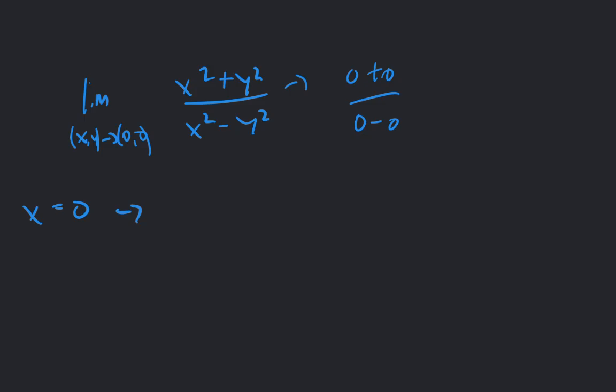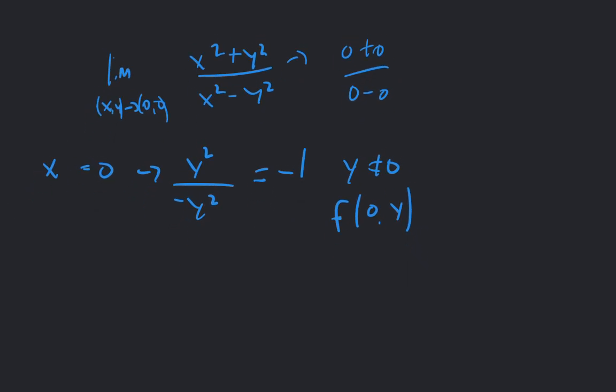So then we get x squared plus 0. If it's on the x-axis, then y is equal to 0. If it's on the y-axis, then x is equal to 0. So if x is equal to 0, then we have y squared over negative y squared, which is negative 1. This is assuming that y cannot equal 0, and this would be written as f of 0 comma y.